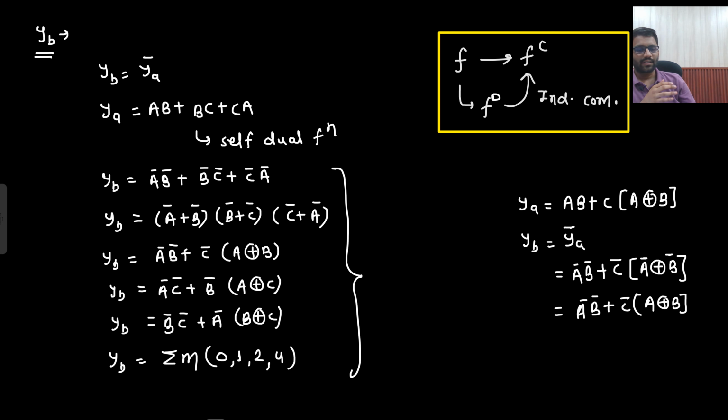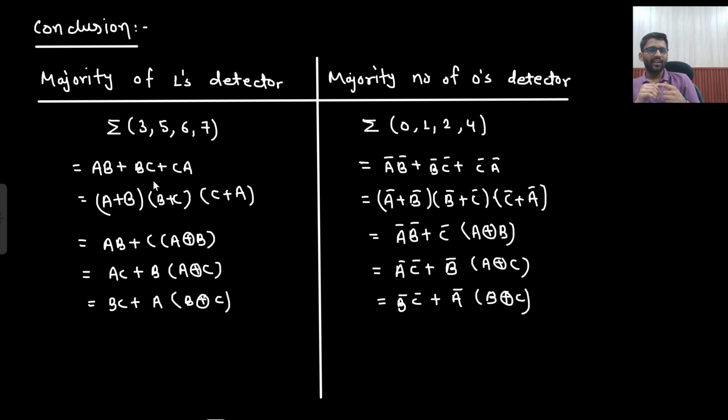Right? So what is the conclusion? Majority number of ones detector is 3, 5, 6, 7, and majority number of zeros detector is 0, 1, 2, 4. These are the output expressions: AB plus BC plus CA, (A plus B)(B plus C)(C plus A), AB plus C (A XOR B). Which of them are the most important ones? This is the most important one, okay, and this one is most important. So I hope from now onwards you will remember this.